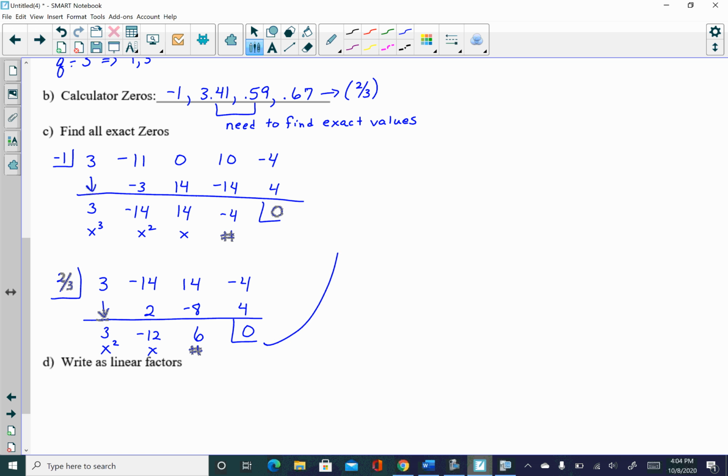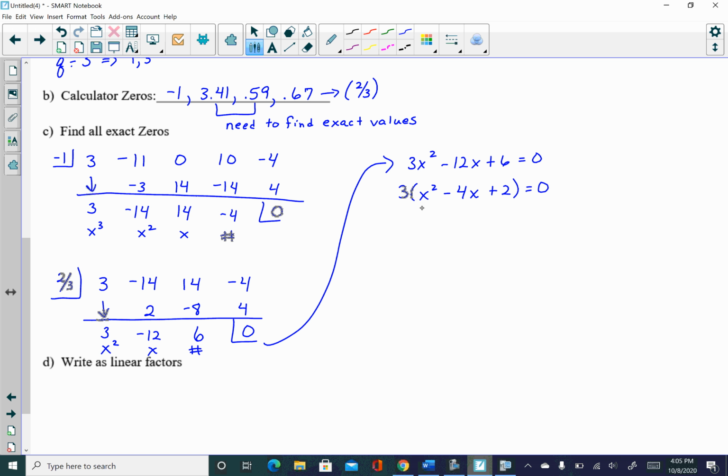So we'll come over here, and we have 3x squared minus 12x plus 6 equals 0. I'm going to go through now, and you notice that all three of these terms have a 3 in common, so let's factor out that 3. x squared minus 4x plus 2 equals 0. And from here we usually try to factor, but this is not going to factor, so we're going to have to use the quadratic formula.